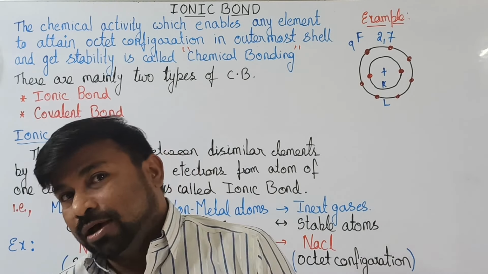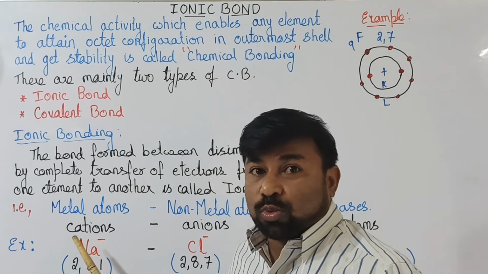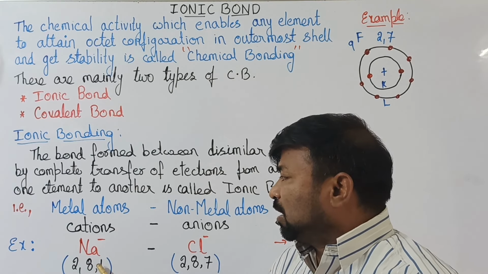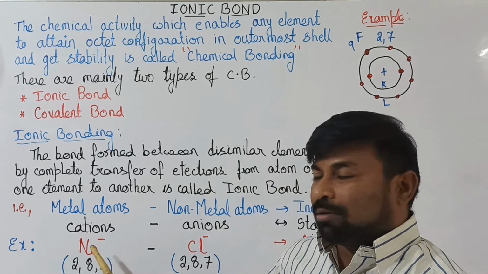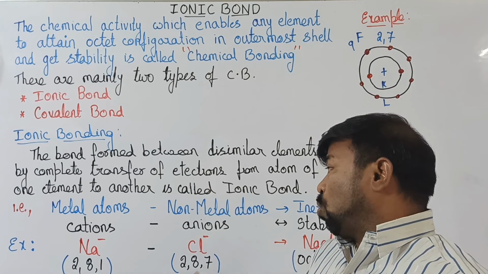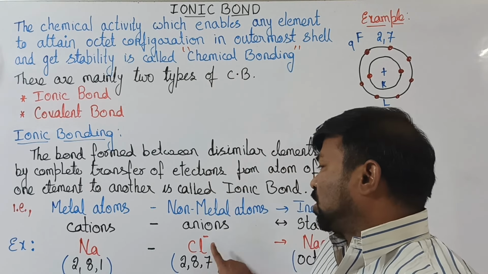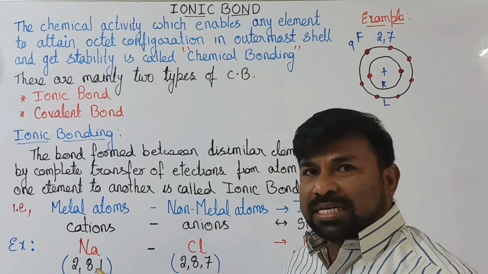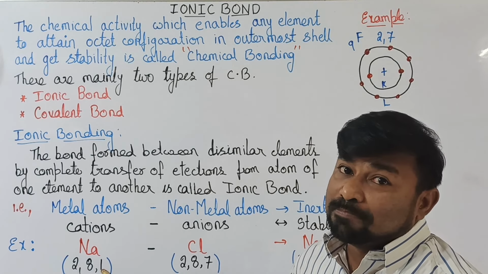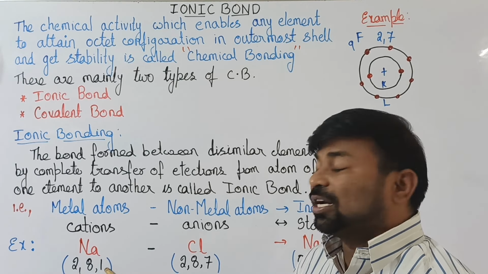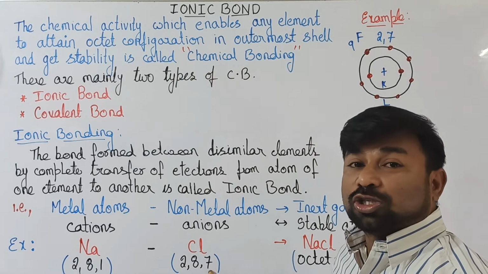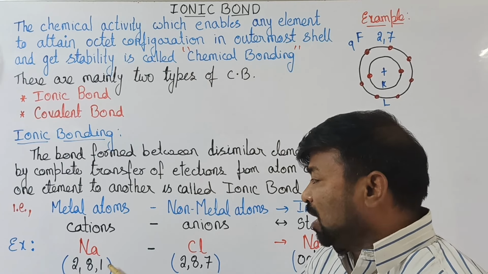Now, metallic atoms we can call cations. Sodium, plus ion. Sodium has the configuration 2, 8, 1. In the same way, sodium is 2, 8, 1 and chlorine is 2, 8, 7. Sodium's outermost orbital is not completely filled. It has only 1 electron. Valence electrons are only 1. Whereas chlorine's outermost orbital is not completely filled either. The outermost orbital has 7 electrons. See here, 1 and 7.